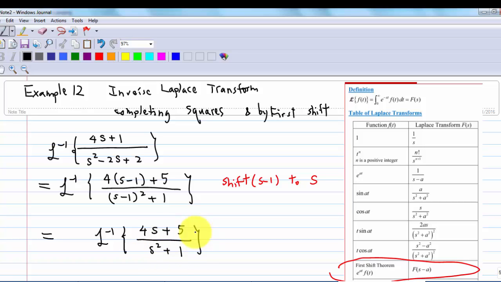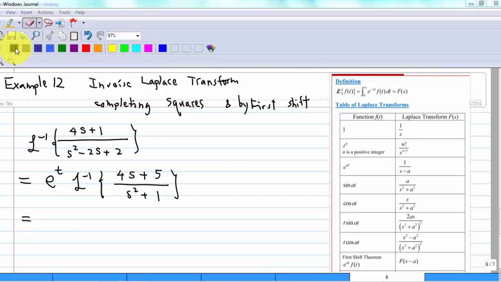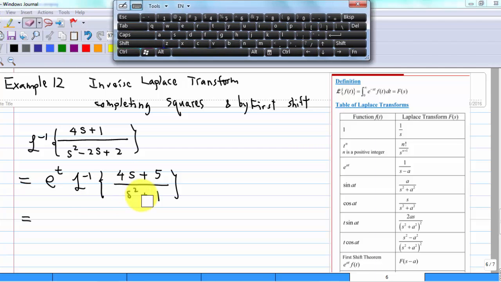After I shift s minus 1 to s, then I must multiply by e to the power t, since I have shifted s minus 1 to s by adding 1. So this is how you apply the first shift. After applying the first shift, this is equal to e to the power t times the inverse Laplace transform of 4s plus 5 over s squared plus 1.